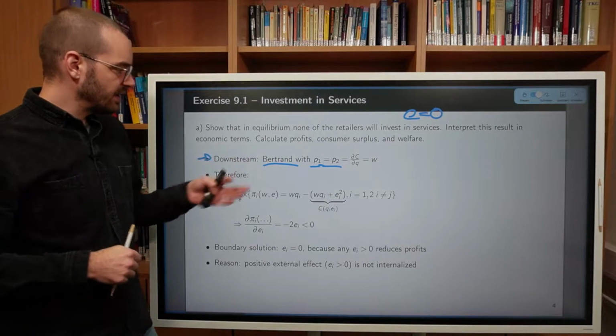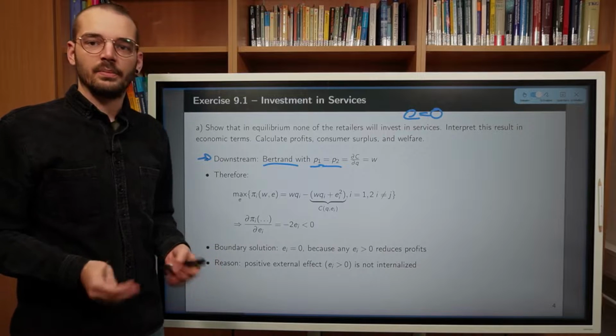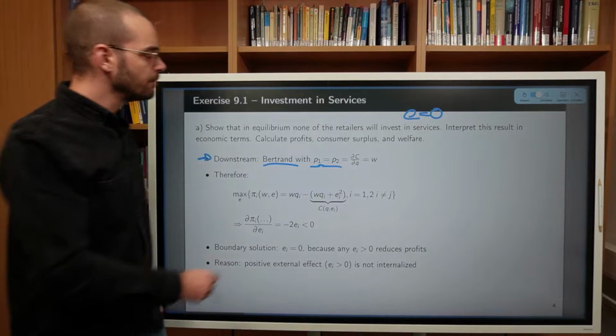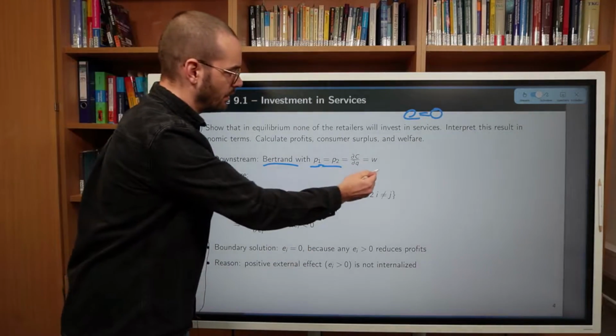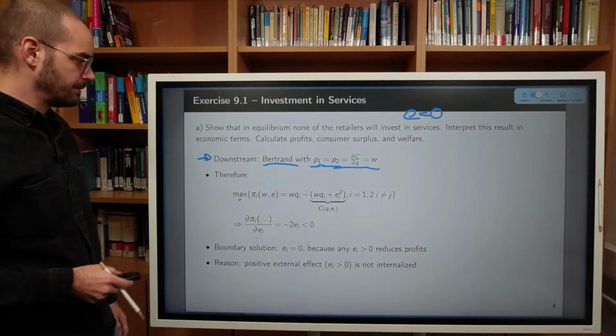So we know immediately, simply by considering that this market downstream is assumed to be Bertrand competition on a homogeneous good, that the price P1 equals P2 equals the marginal costs, which of course is the wholesale price in this case.